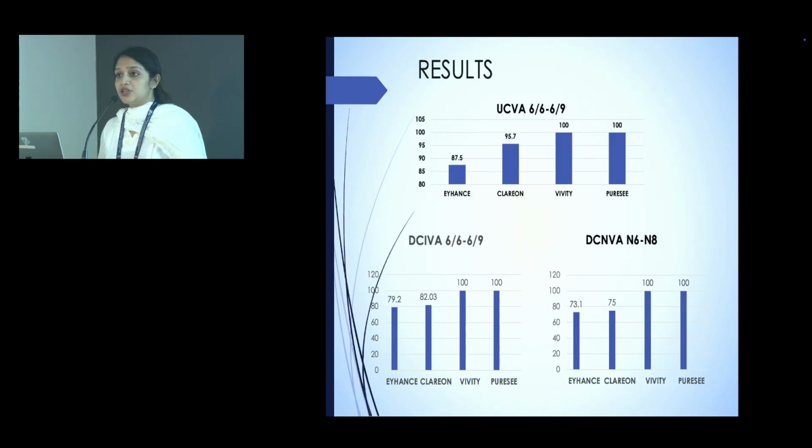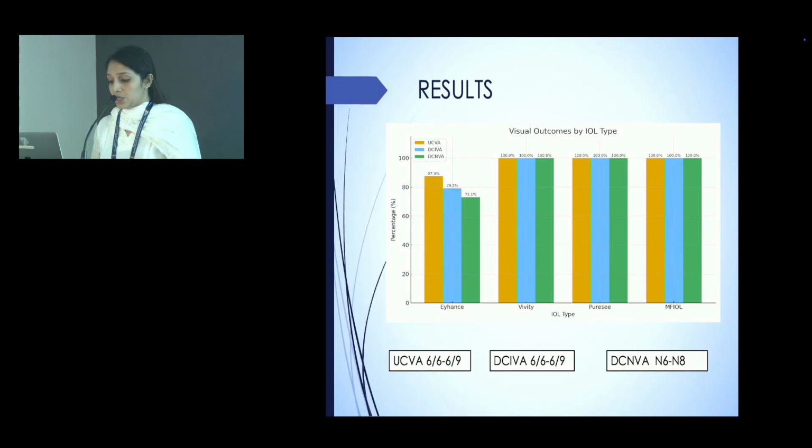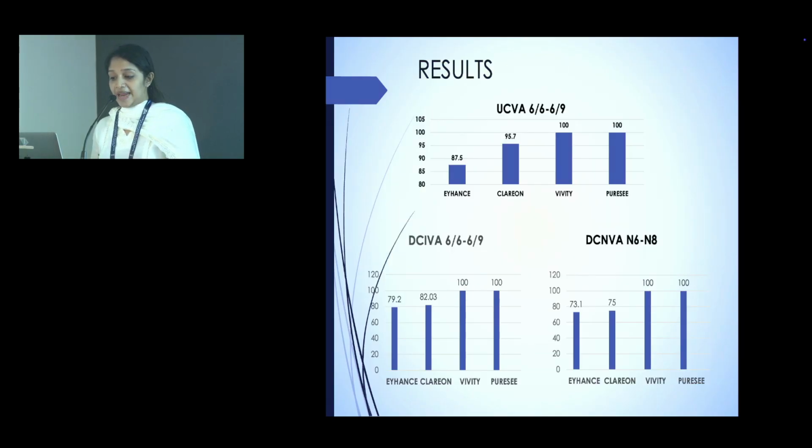Results: uncorrected visual acuity of 6/6 to 6/9 was achieved by 87.5% of Eyhance users, 95.7% of Clarion users, and 100% each of Vivity and Purity users. Distance corrected intermediate visual acuity of 79.2% was achieved by Eyhance users, 82.03% by Clarion users, and 100% each by Vivity and Purity users. Distance corrected near visual acuity of N6 to N8 was achieved by 73.1% of Eyhance users, 75% of Clarion users, and 100% each of Vivity and Purity users.